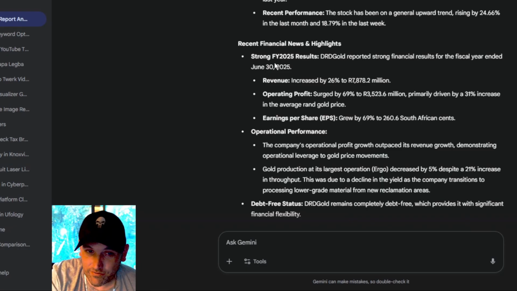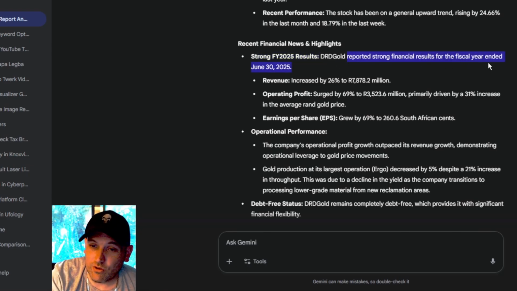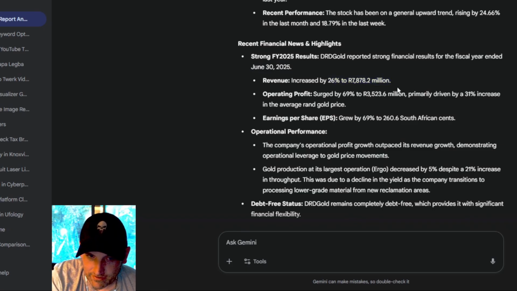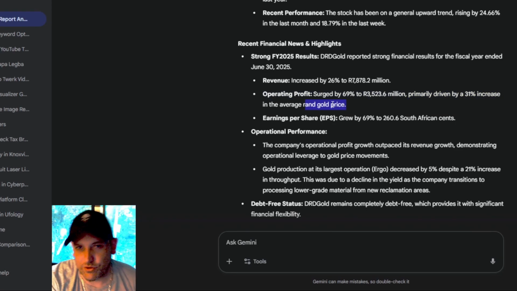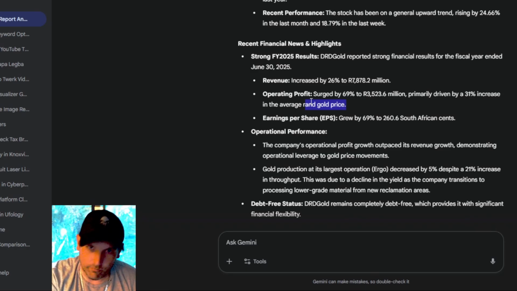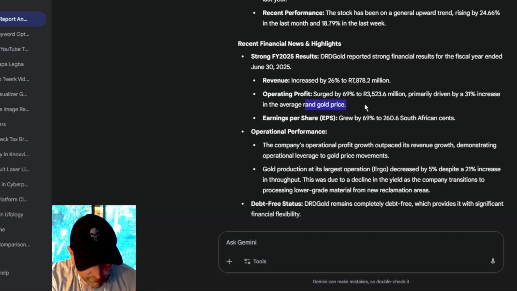So recent financial news and highlights. Strong 2025 results. DRD Gold reported strong financial results for the fiscal year ending on June 30th. Revenue increased by 26%. Operating profit surged by 69%. And that was primarily driven by a 31% increase in the average Rand gold price. So gold did increase. When gold goes up in price, most of the time, if it's a good mining company, they tend to follow that. Not always, but they tend to.